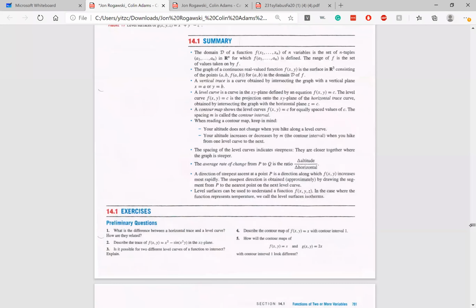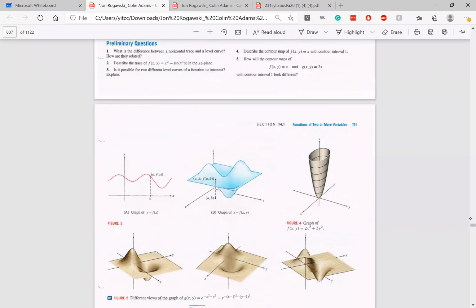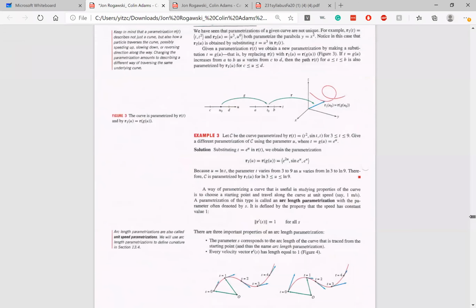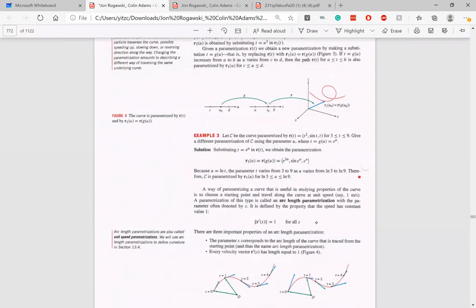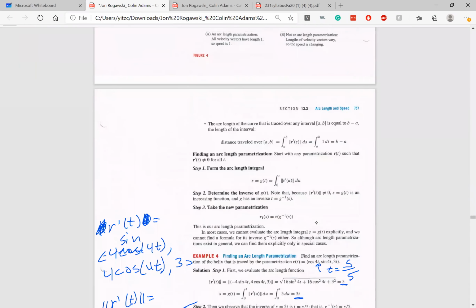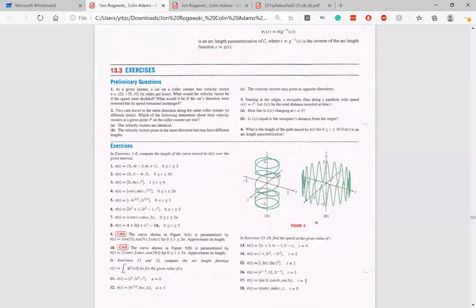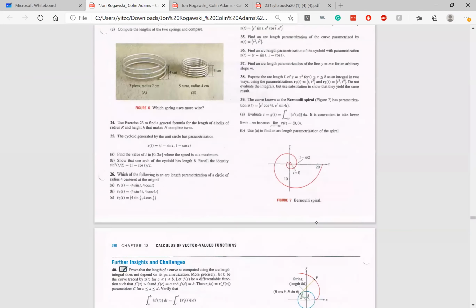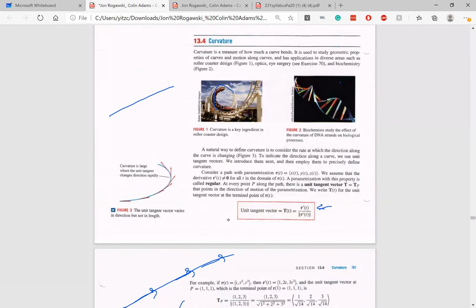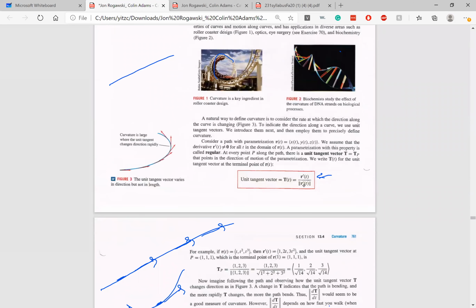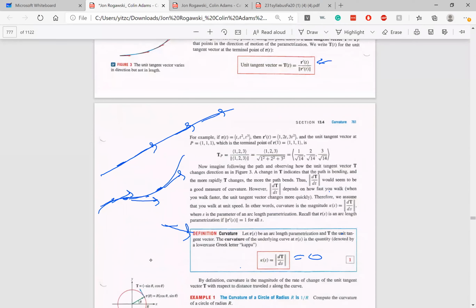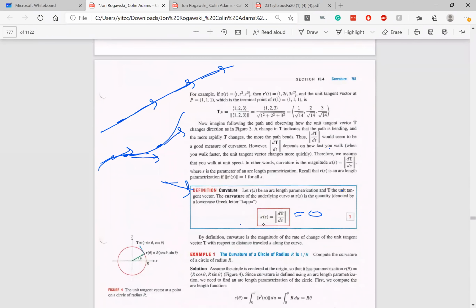Okay, and then we looked at curvature. We first said that the tangent vector is going to be r prime over the magnitude of r prime. The curvature is going to be the change of the tangent vector, which makes sense.